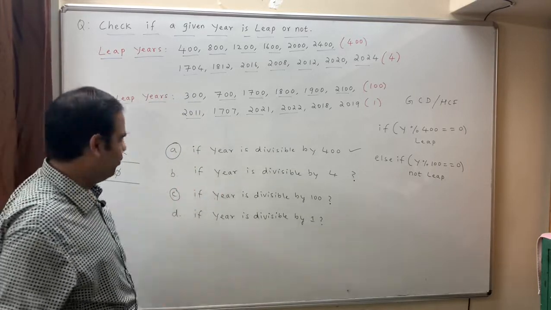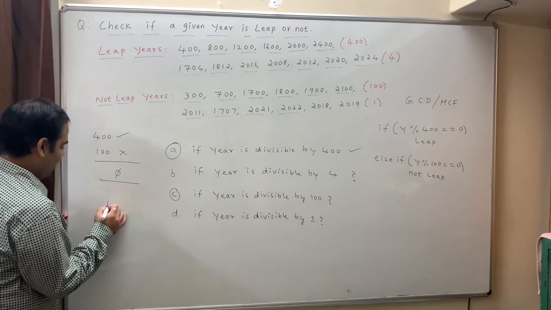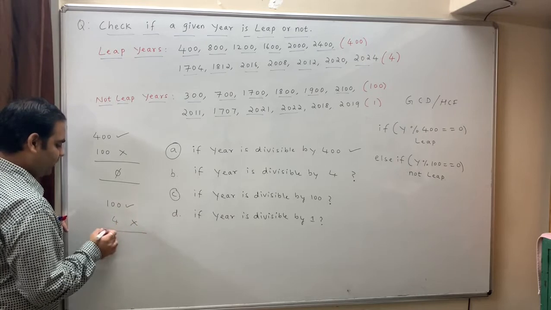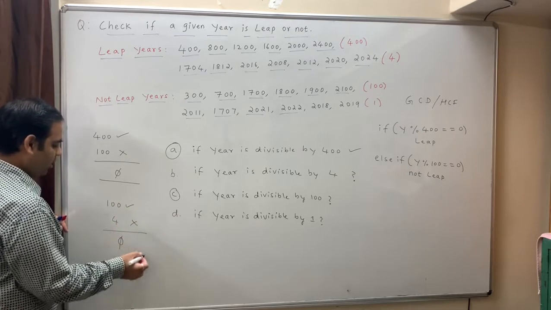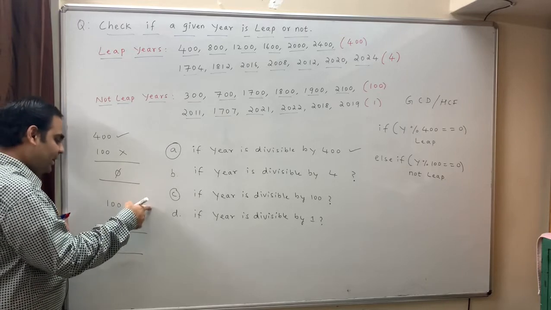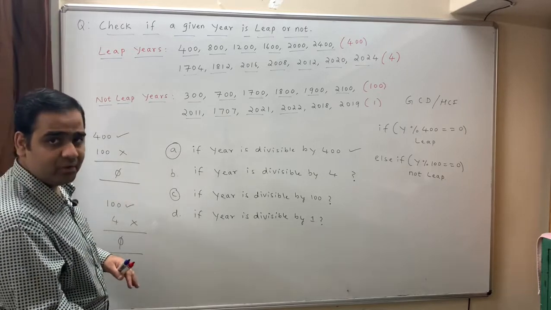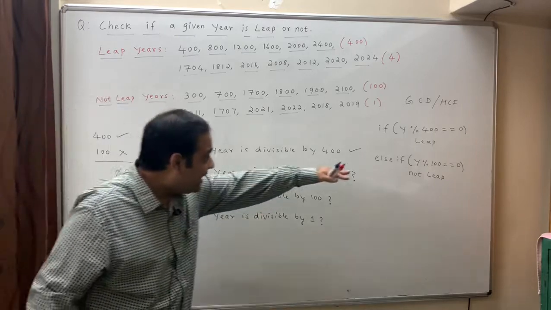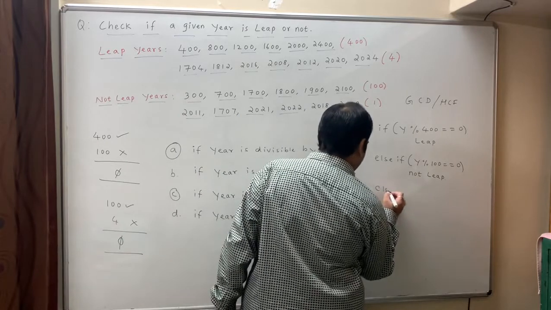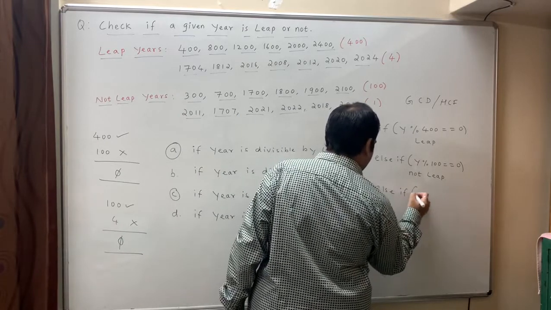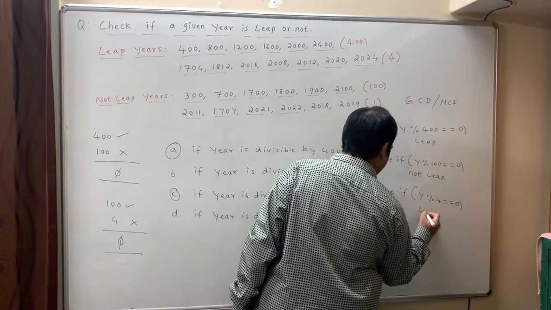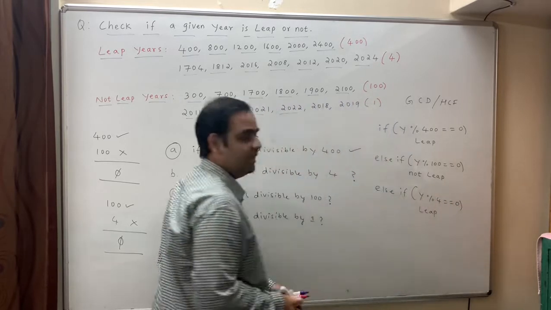Now, what about 4? Again, we will do the same thing. Can you find a number which is divisible by 100 but not divisible by 4? Not possible, because 4 is a factor of 100. Every number which 100 divides, 4 should also divide. Therefore, I can write the next condition as: if year modulo 4 equal 0. That means if the number is divisible by 4, then it should be a leap year.